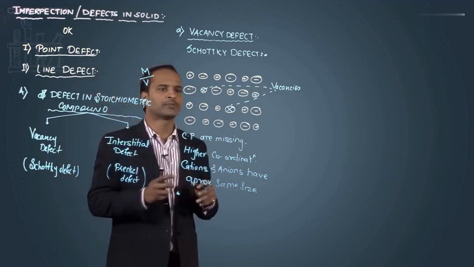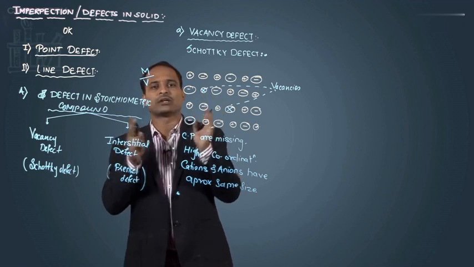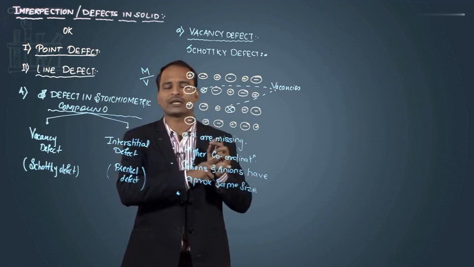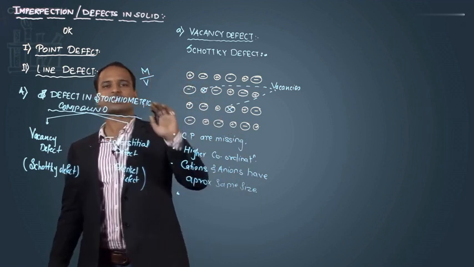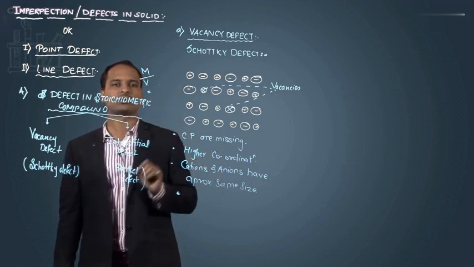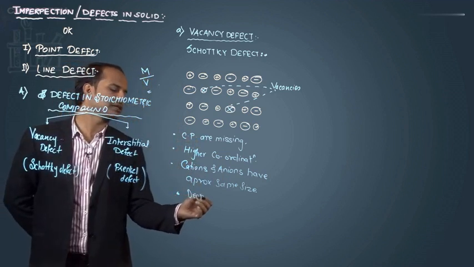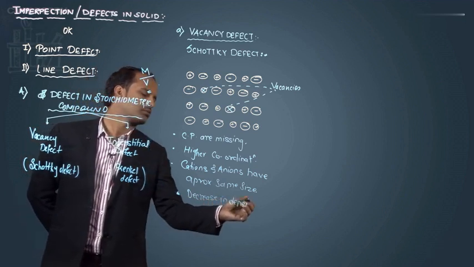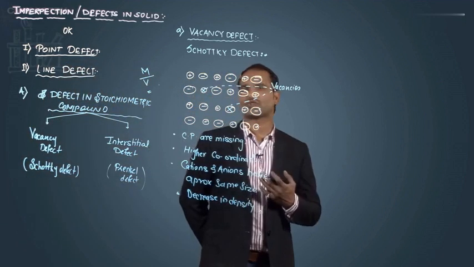And what about the volume? Once a particle is missing from here, no other particle takes its place, that area remains vacant, so the volume does not change. So here I can say the mass decreases and the volume remains constant, and if the mass is decreasing, that means the density will also decrease. So this vacancy defect produces a decrease in density. It decreases the density of the solid, and that is a Schottky defect.